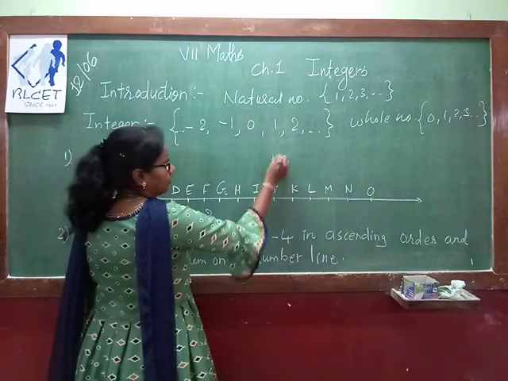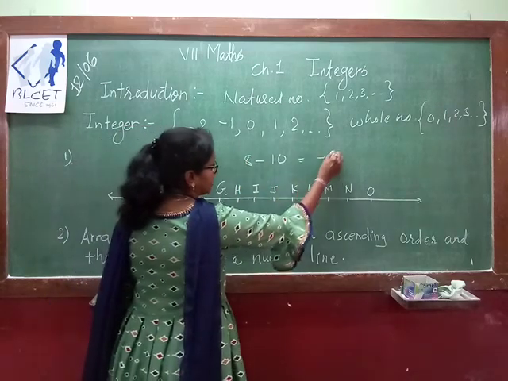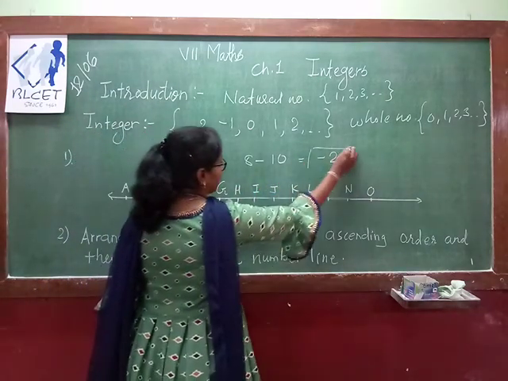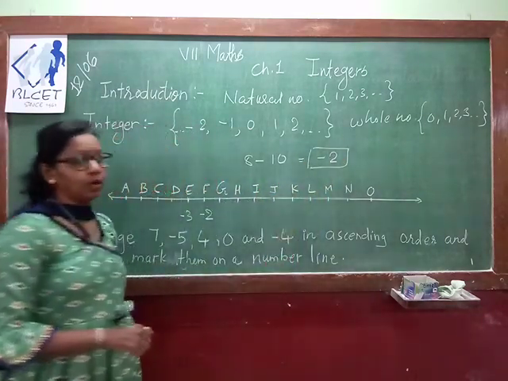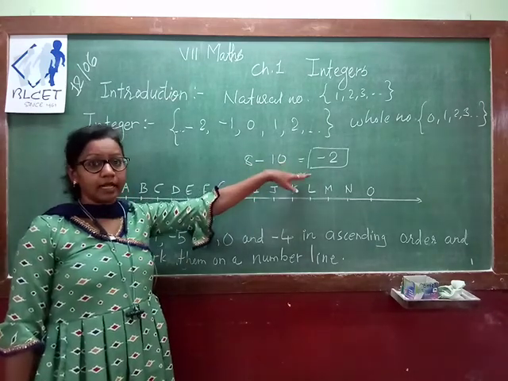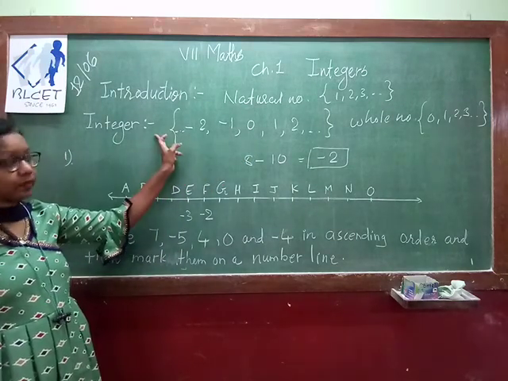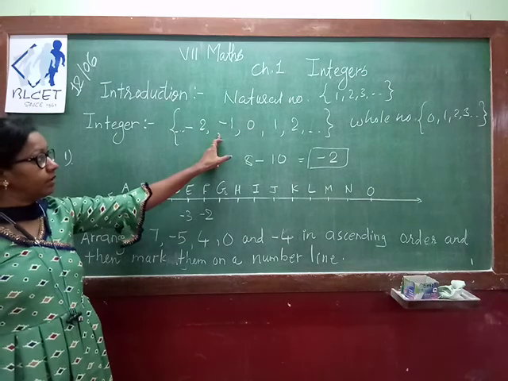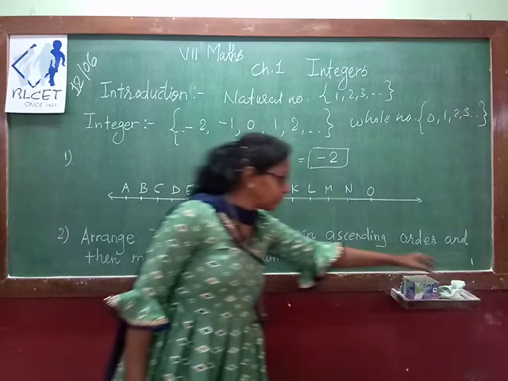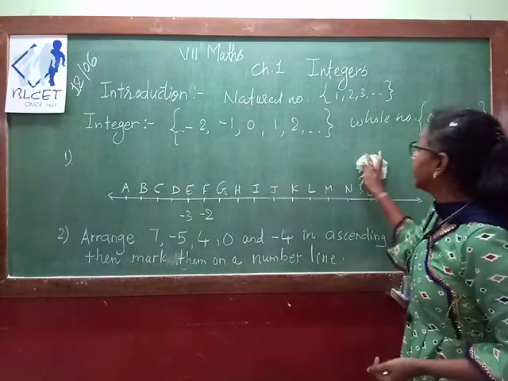Suppose you do the subtraction of 8 minus 10. So what is the answer? Minus 2. This we have learned in 6th standard. So this minus 2 is not there in whole numbers. So to represent such kinds of numbers which are negative, we require a new set of numbers, that is integers. It includes all the negative numbers, all the positive numbers, including 0. So this is the basic concept of integers, why they are needed.